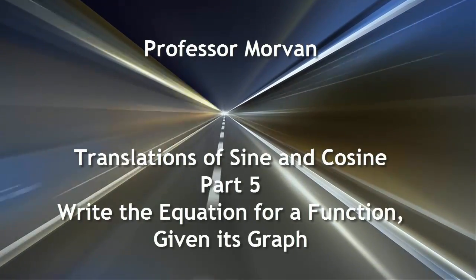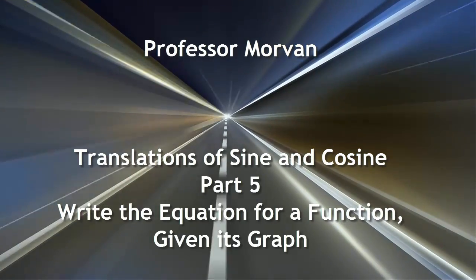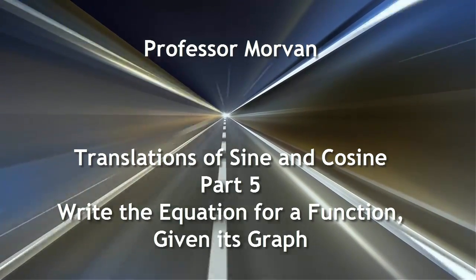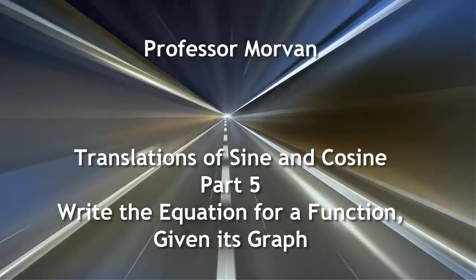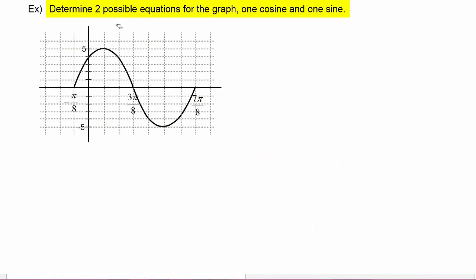In part 5 of our lesson on translations of sine and cosine, you'll learn how to write the equation for a function given its graph. In this example, we have to determine two possible equations for the graph, one cosine and one sine. So let's start off by jotting down the standard forms.